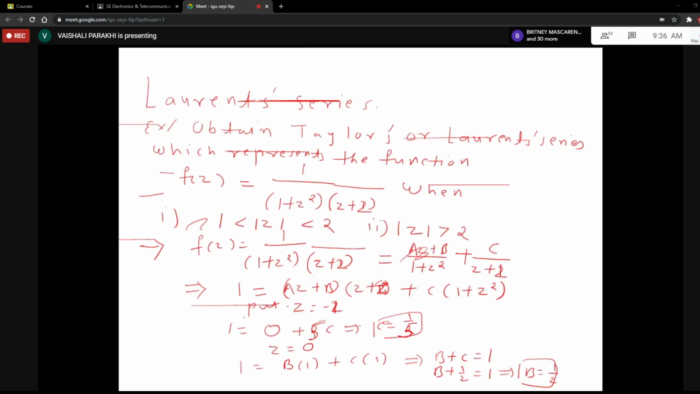Then you are putting z equal to 0. So what will this be? 1 is equal to B into (z plus 2), so here it will be 2, right? And C into 1, that is correct. Now already your C is 1 by 5, correct? Here it is 1 by 5 and this is 2B. 2B plus C is equal to 1. So 2B plus 1 by 5 is equal to 1. So what will B be here? First of all we'll find 2B is 1 minus 1 by 5. So it will be 4 by 5. Correct? And what will B be now? B will be 4 by 10, that is 2 by 5. Okay, so your B is 2 by 5, C is 1 by 5.